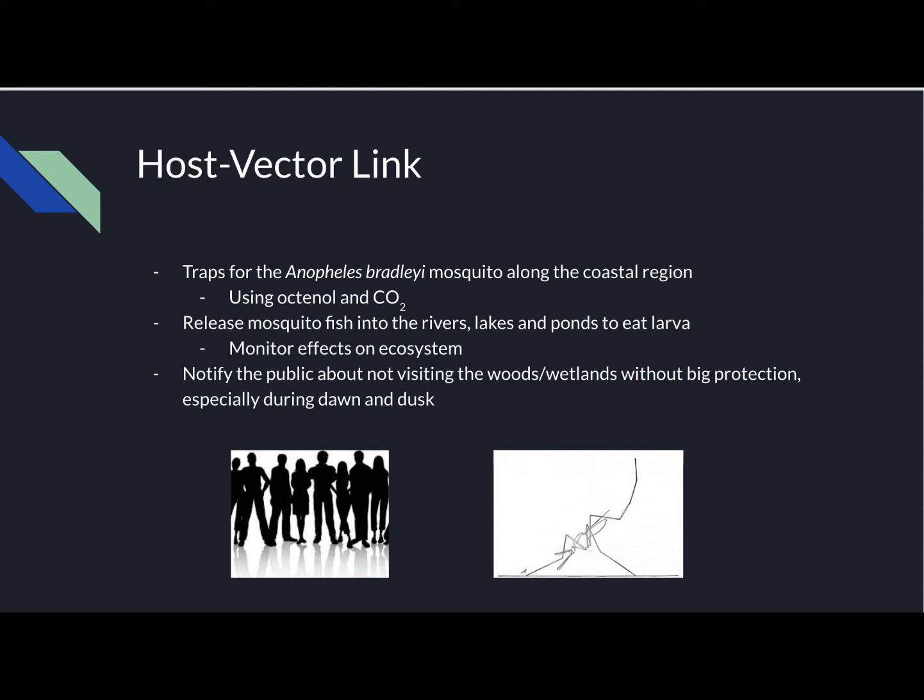We will also be releasing mosquito fish into the large bodies of water in the area, so the larva of this mosquito is also eaten. However, we will have to monitor the effects this will have on the ecosystem to ensure the addition of a new species does not affect the ecosystem in a negative way.